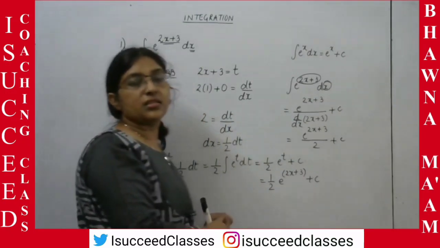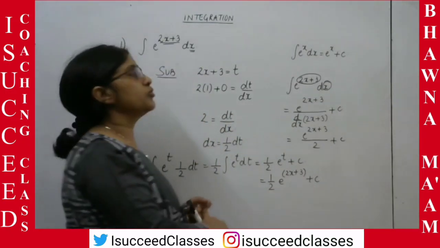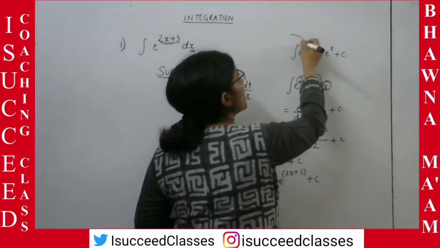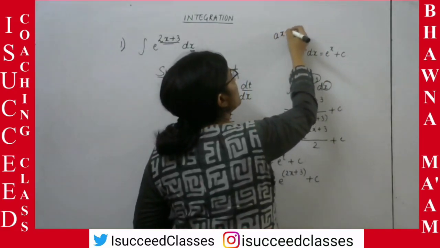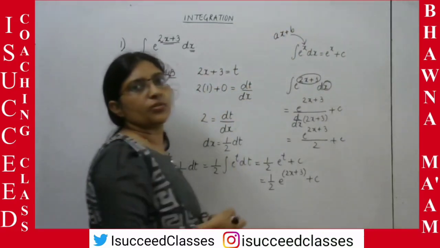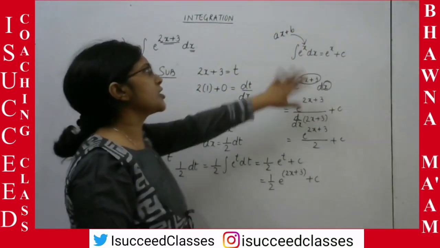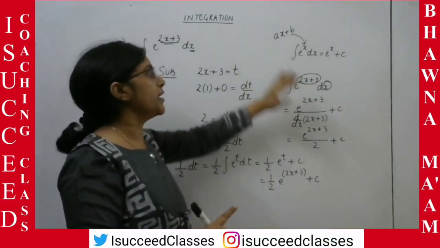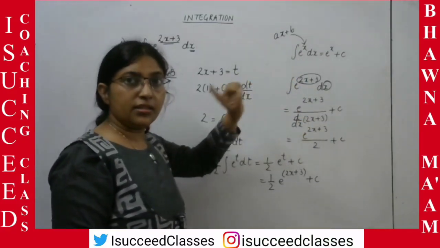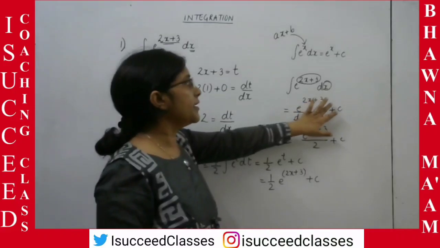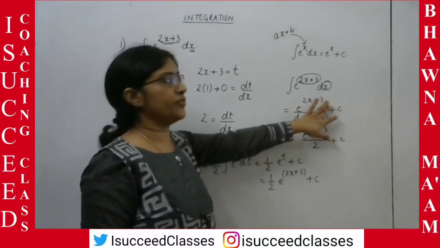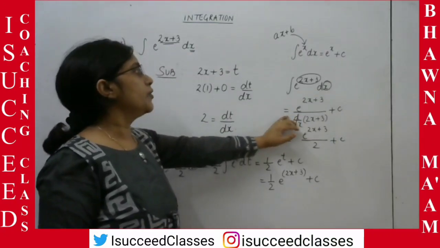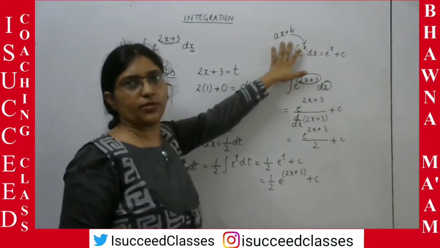But this is the reverse chain rule of integration, which can be applied only when in place of x you have ax plus b. Linear variation is allowed. Only then, for any function, if instead of x we have ax plus b, we can directly do this. In derivative, we used to multiply by d by dx of the function. In here, we have to take it as division. Okay, and only ax plus b is allowed.